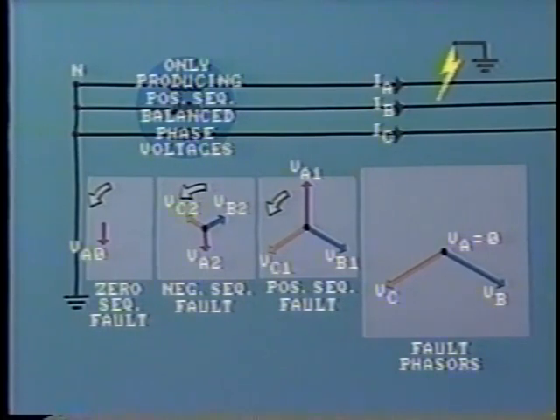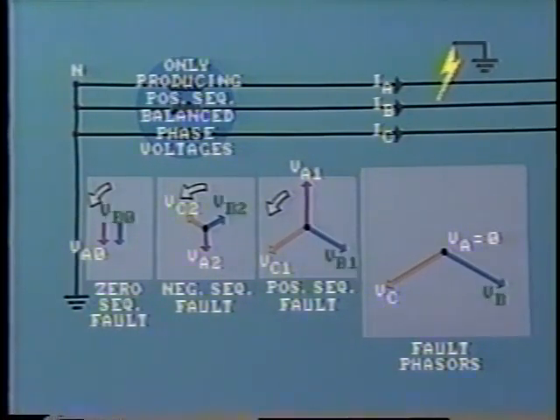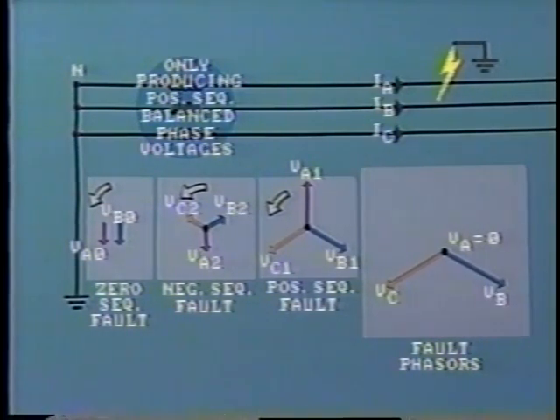Now let's look at the B phase components. We know that this phase voltage, VB, remains unchanged. Thus, the fault voltage, VB, is the sum of VB1, VB2, and the missing component, VB0. Check in your workbook to verify that these phasors add to give VB. Similarly, with the C phase voltages. The phase voltage VC at the fault is obtained by adding VC1, VC2, and the missing component VC0.